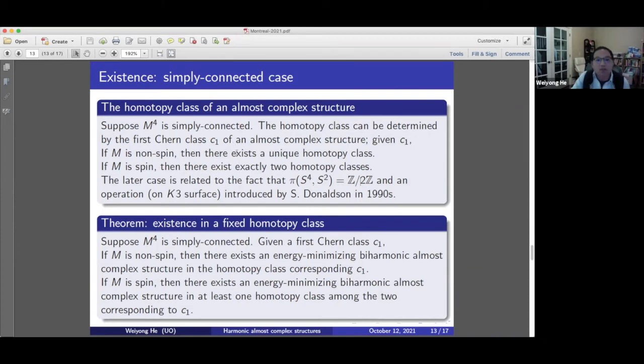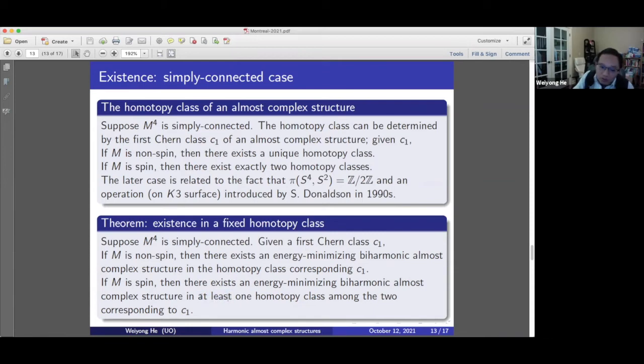Once we sort this topological thing out. So given the first Chern class C1, if M is non-spin, then there will exist an energy minimizing biharmonic almost complex structure in each homotopy class corresponding to this first Chern class. If M is spin, then there exists an energy minimizing biharmonic almost complex structure in at least one homotopy class among these two homotopy classes corresponding to the first Chern class.